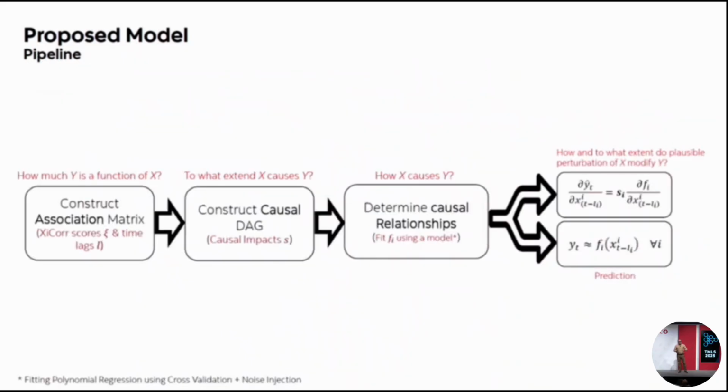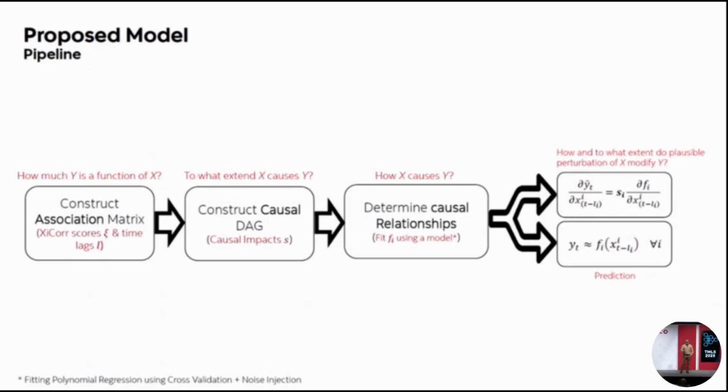The pipeline for implementing this process is, first, construct the association matrix, how much Y is a function of X in terms of chi-correlation, and then construct the causal DAG, to what extent X causes Y. Then determine the causal relationship, the functions between the pair of variables, how X causes Y, and then we can do prediction and also answer explainability questions. For example, how and to what extent do plausible changes of X modify Y? So it's a counterfactual question.